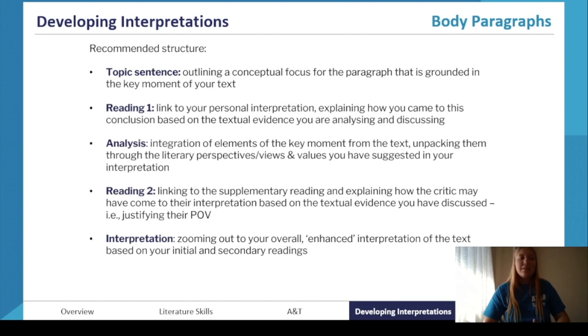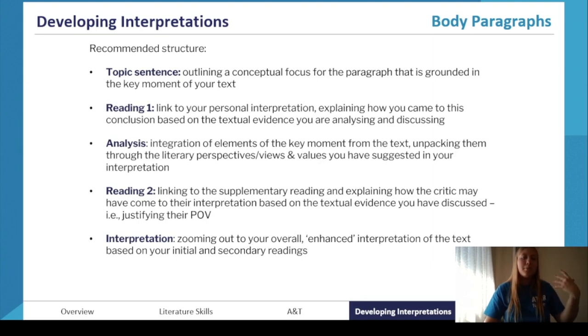So here is a recommended structure. We may have a topic sentence or an argument. It would outline a conceptual focus for the entire paragraph that's grounded within the key moment. That's the key part of that sentence. It has to be grounded within the key moment. And then we might include reading one.